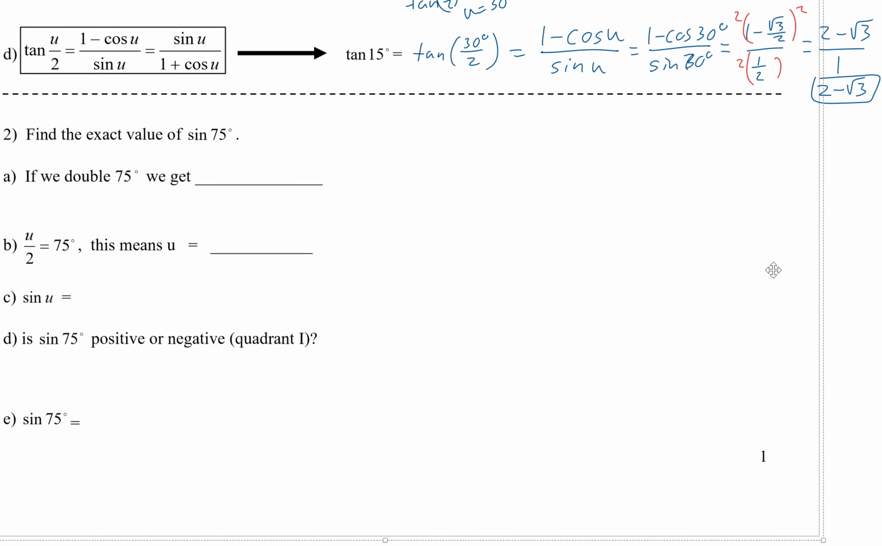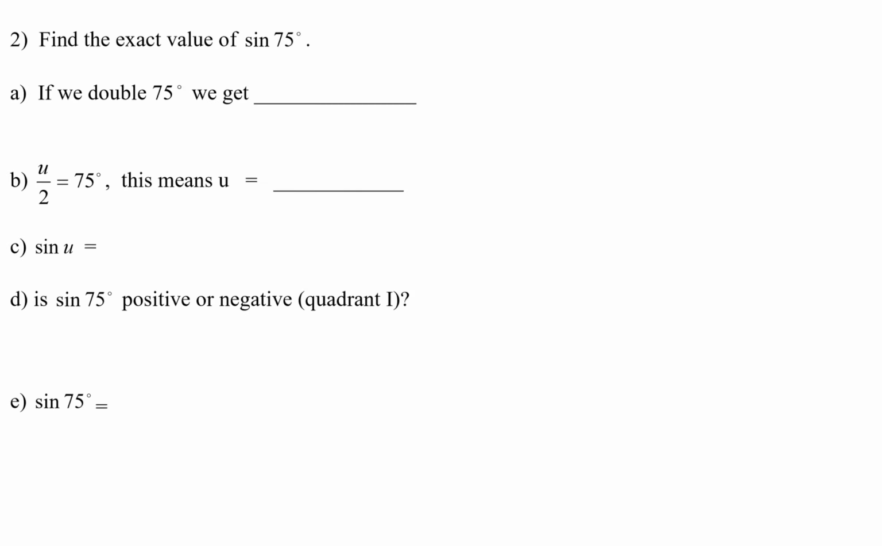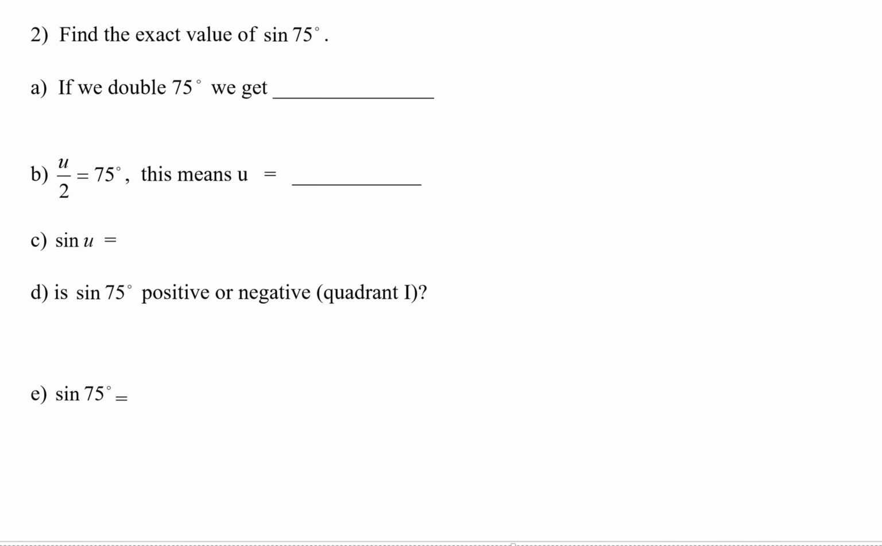Let's do it again. So if we had sine of 75, again, it doesn't show up on our unit circle, but if we double it, we get 150 degrees. That does show up. This means that our u would be 150 degrees. So this is going to be sine of 150 degrees over 2. So we're going to need sine of u.